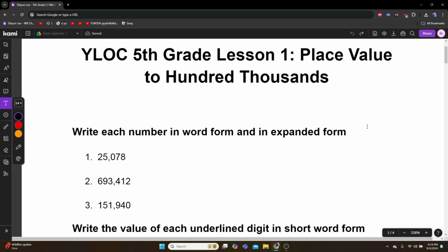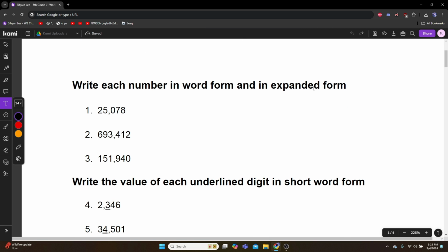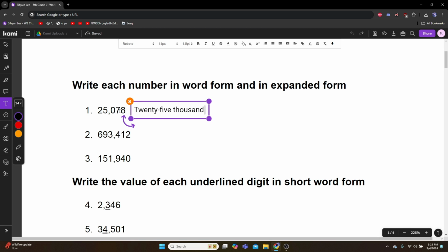Today we're going to be doing 5th grade lesson 1, place value to hundred thousands. Write each number in word form and in expanded form. For number 1, we know that this 25 is in the thousands, so we would write 25,000 and then 078, which is just 78.